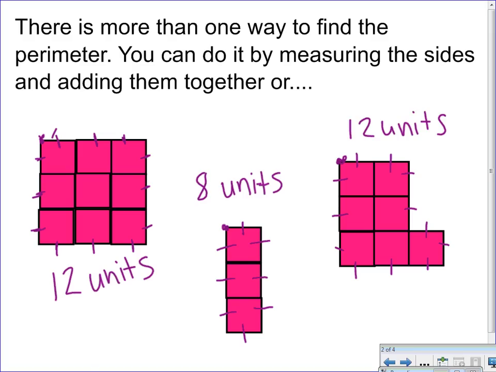Now, remember, we're not counting blocks, we're counting lines. If you'll see here, we only have one block, but we counted 3 of its sides, because that is the distance it took to go around that block. So you have to count every single side that you touch.